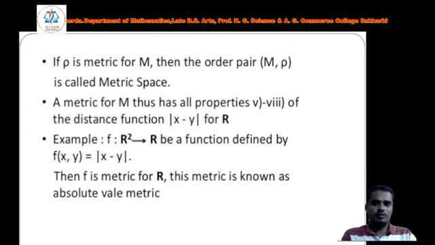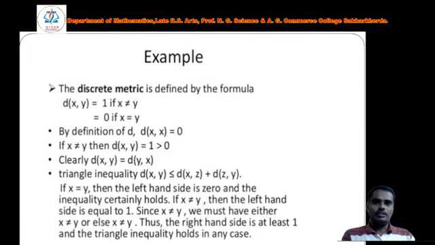This metric is known as the absolute value metric. Now the example, the discrete metric is defined by the formula d(x, y) equals 1 if x is not equal to y, and equals 0 if x equals y. By the definition, d(x, x), that is the distance from the same point to itself, equals 0.